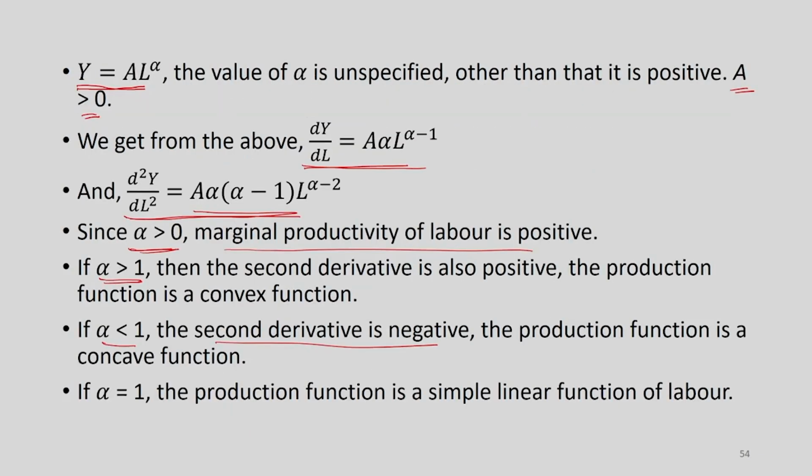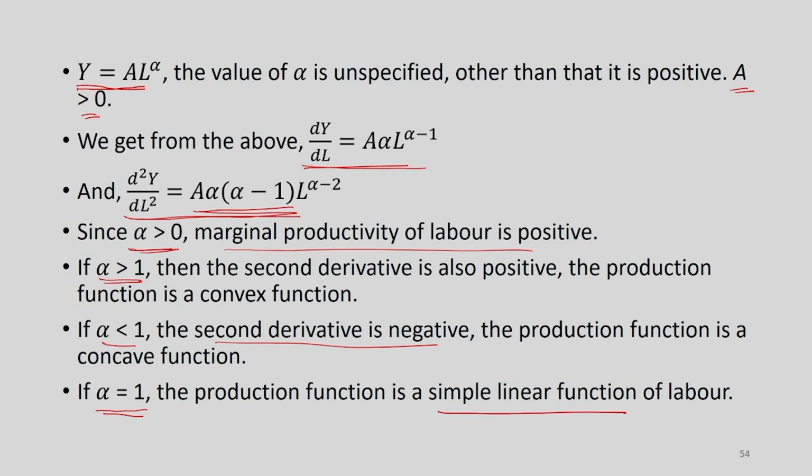Okay, the last case is alpha is neither greater than 1 nor less than 1. That is the third possibility, which means alpha is just equal to 1. Now, if alpha is equal to 1, then again we can go back to the second derivative, and it becomes 0. Second derivative is 0, first derivative is positive, which means the production function is a linear function. As the labor input rises, the output rises in a linear manner.